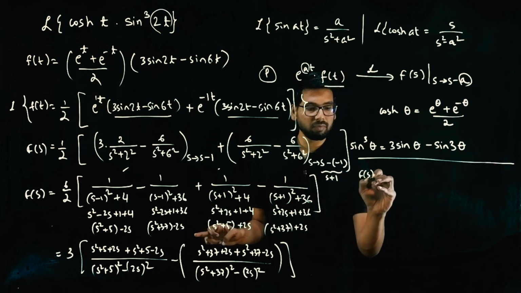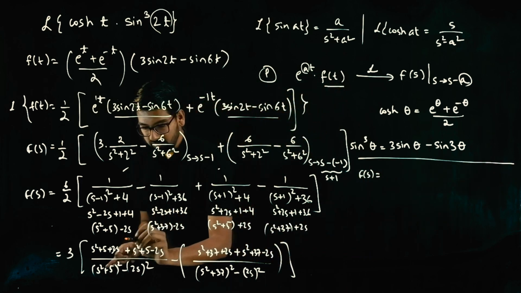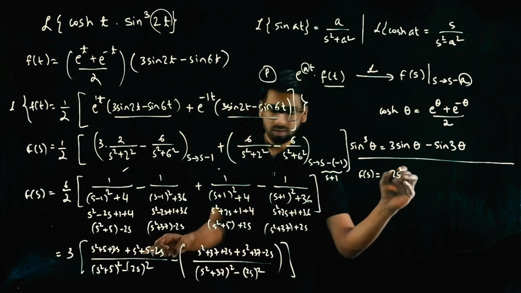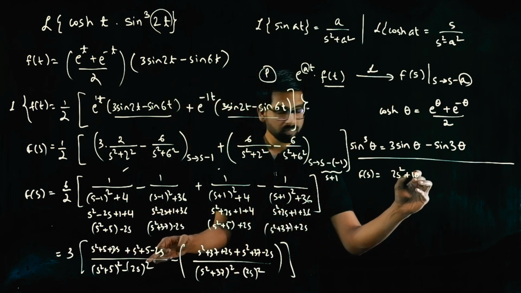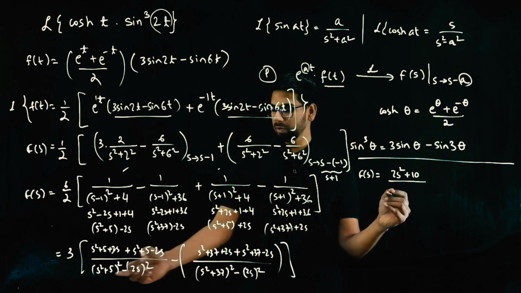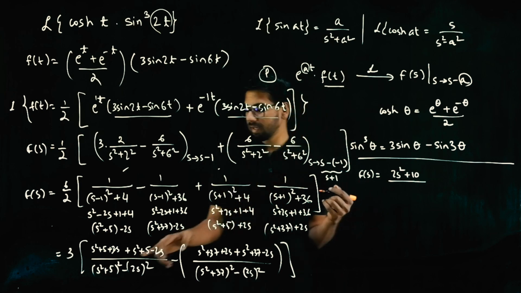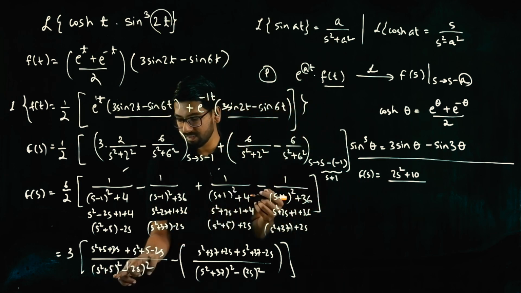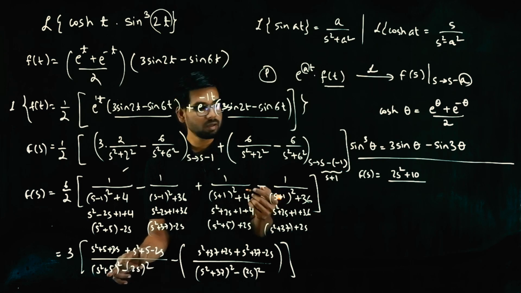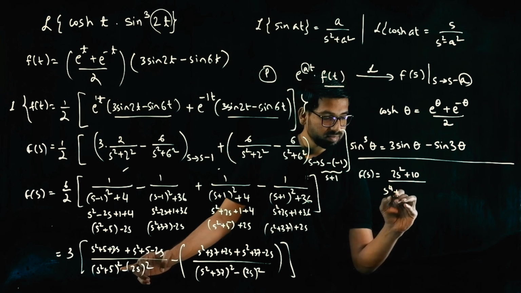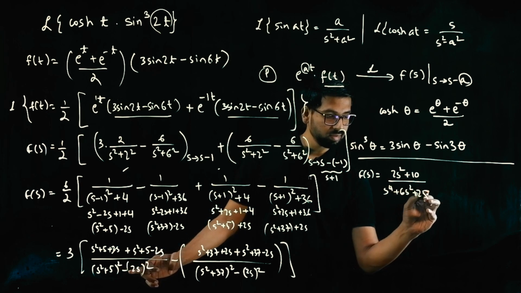So my f of s will be, plus 2s minus 2s get cancelled. So s square plus s square is 2s square, plus 5 is plus 10. And the denominator, you can just keep it here. You can simplify it also, or you can just keep it also. I think what you will get if you simplify, s square plus 10s square plus 25 minus 4s square, which will be, I think, s power 4 plus 6s square plus 25, right?